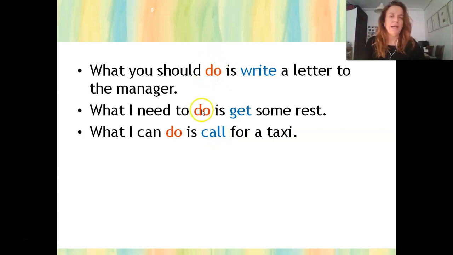So here in orange you have the way the verb do is in the first sentence. Here we use infinitive because we have the modal verb should, infinitive because we have the modal verb need to, and infinitive because we have can. So what do we use after the verb to be? Same form as in the WH clause. Okay, so we use the infinitive. What you should do is write a letter to the manager. What I need to do is get some rest. What I can do is call for a taxi.